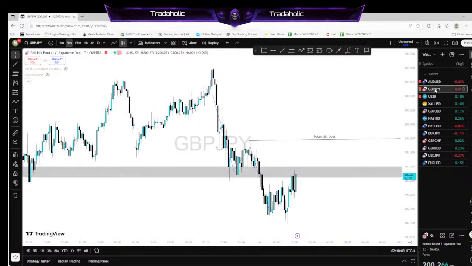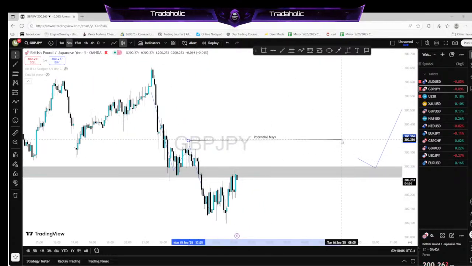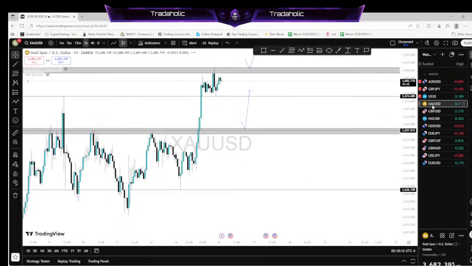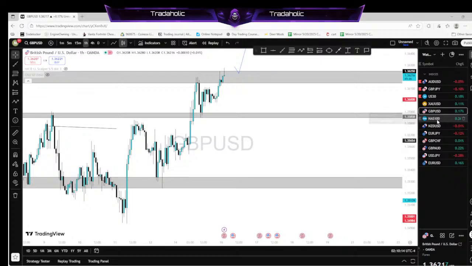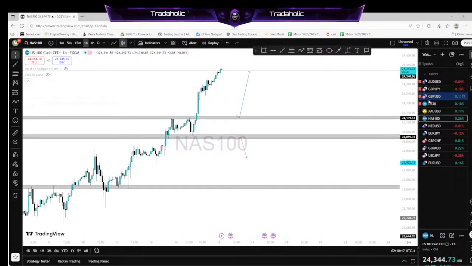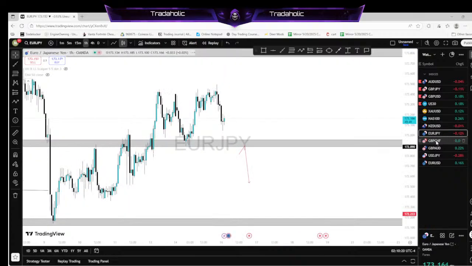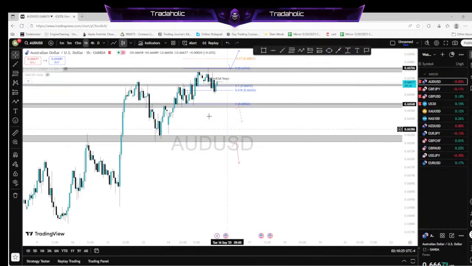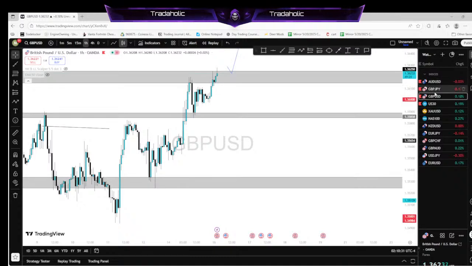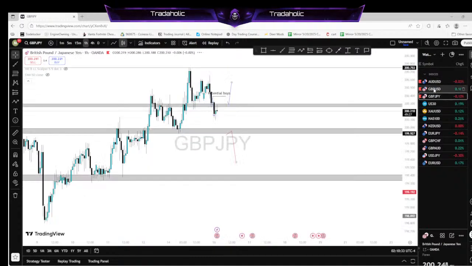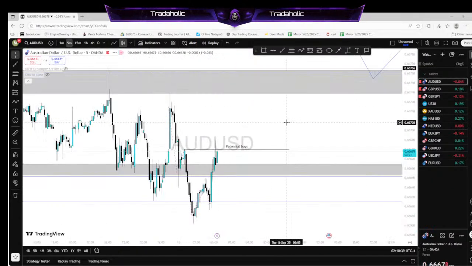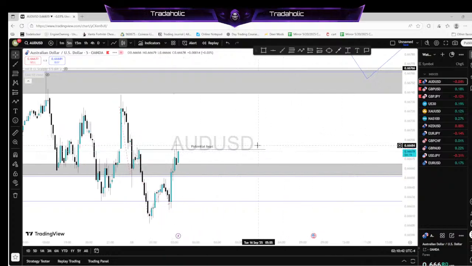Let's look at GJ, see what GJ is doing. Let's put GU over US30. We're just gonna focus on these two really today. Actually, we're gonna focus on these three: GJ, GU, and AU. Really, I don't really want to look at anything else. Waiting for a 5-minute closure above this high.